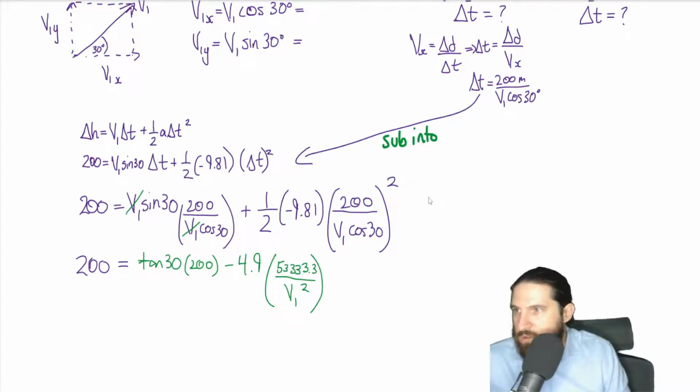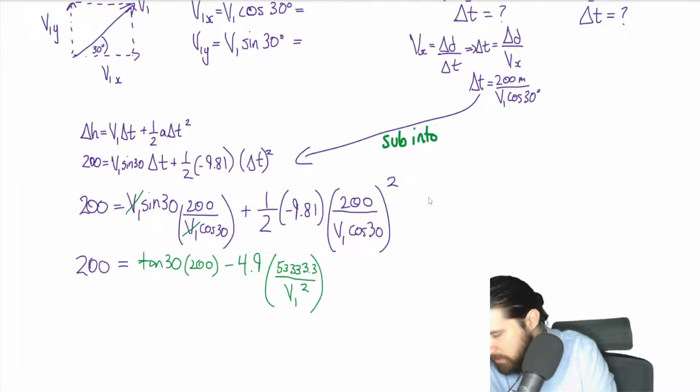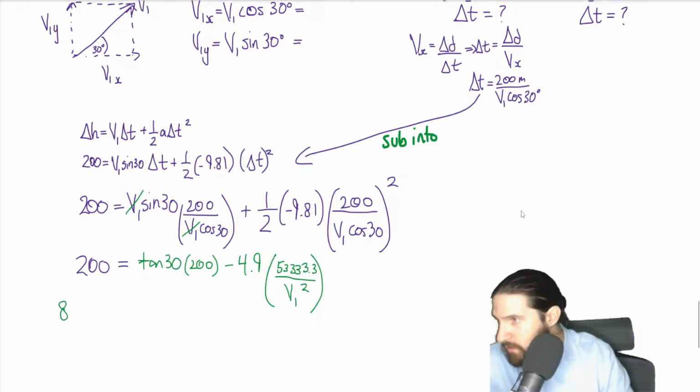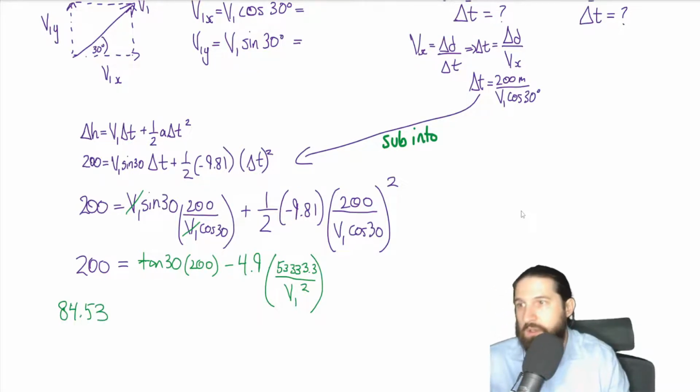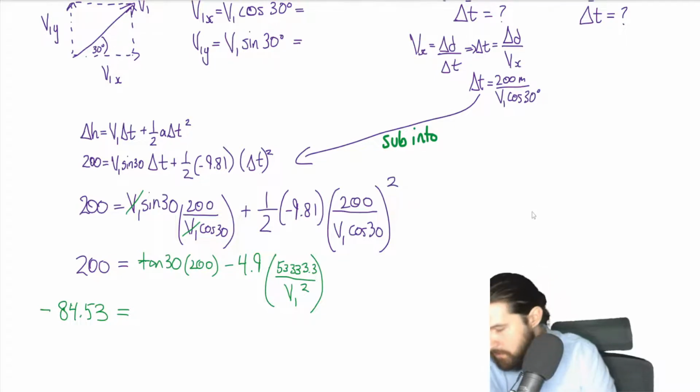So 200 minus tan of 30 times 200. So 1 minus the tan of 30. So that is 84.53. And let's just make that negative so that we can just do 4.9 times 5,333.223.